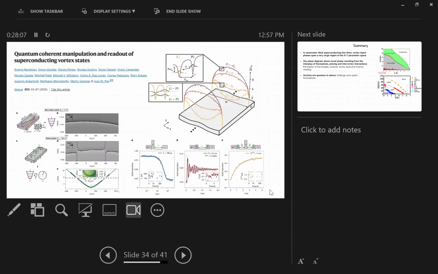And I end here, so I will not describe this at all. I think our result was one of the first results where we showed in a superconductor the vortices having a quantum nature. But there is this very recent paper that I would like, and all of you can read this, where they have actually shown quantum coherent manipulation and readout of superconducting vortex state, which to me is a complete confirmation of the quantum nature of the vortex.